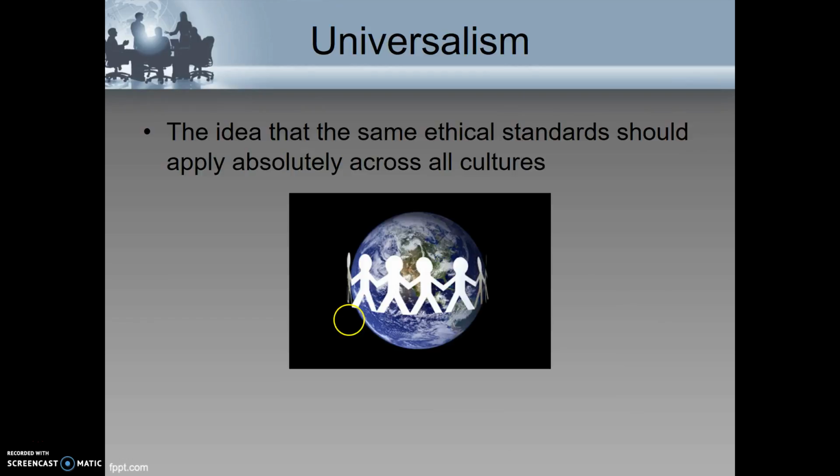The final idea here is universalism, and this is the idea that the same ethical standards should be applied absolutely, no matter what, across all cultures in the world. Now, while this would be ideal, it becomes very difficult to employ in fact, because who's going to come up, number one, with what the ideal standards would be? All different cultures have different ethical views, as we've already talked about. And who's going to overall govern those particular standards and make sure they're being enforced everywhere? There's no body that can do that.